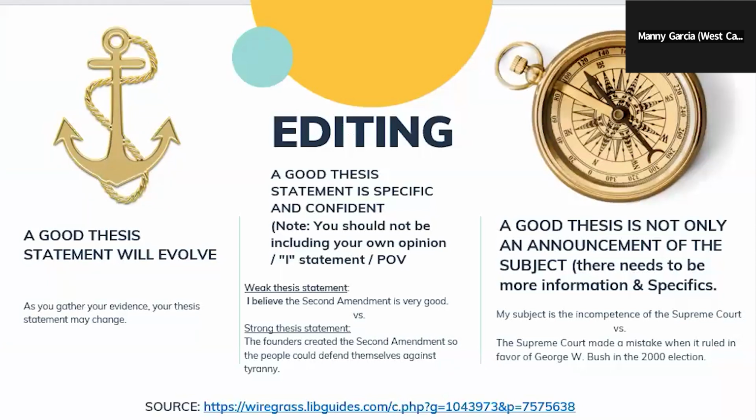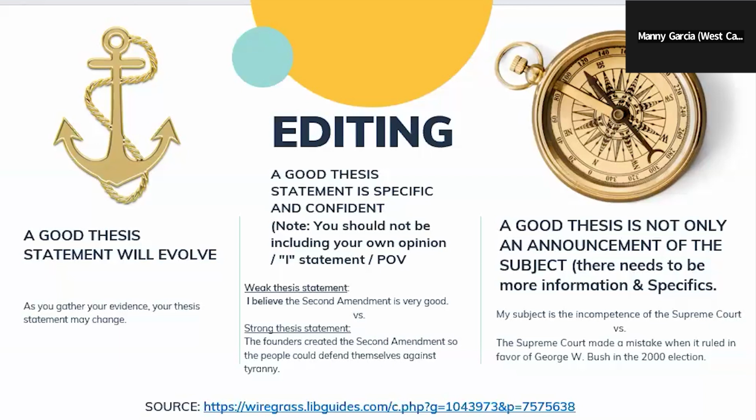A good thesis statement will evolve. Editing is a very big part of the writing process. You are going to be looking over your work, rereading your work, going back to your work. And as you do this, you're going to see things that you may have skipped over the first time that you'd like to go back and address the second time. So a good thesis statement is always going to evolve.